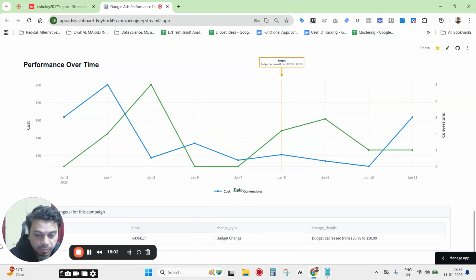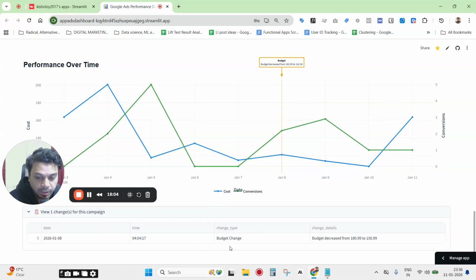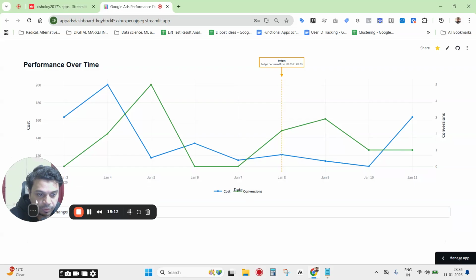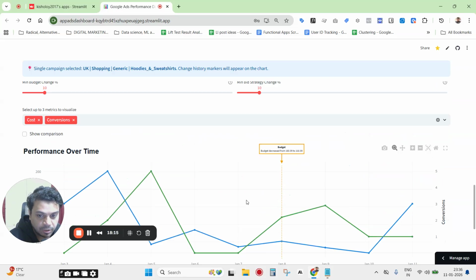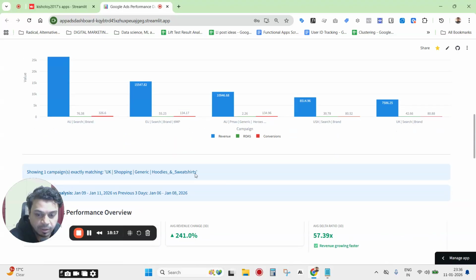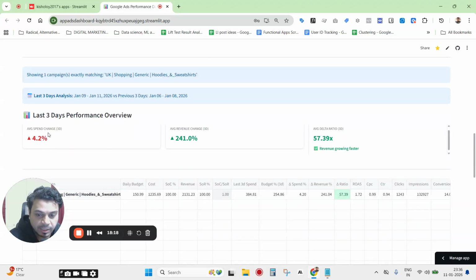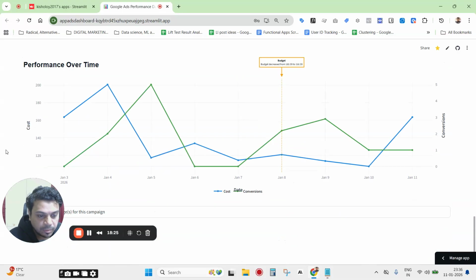So on this particular date, on the 8th of January, there was a budget change which, I think, sorry, decreased from 180 to 150. So this is where the budget actually changed. And notice that for this particular campaign, the budget has changed by 4.2%. Right. It has increased by 4.2%.